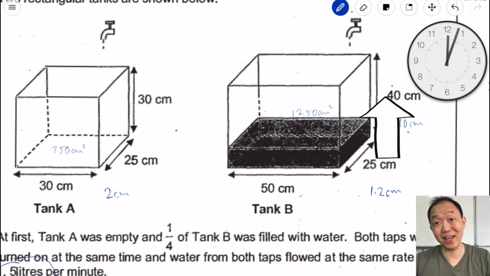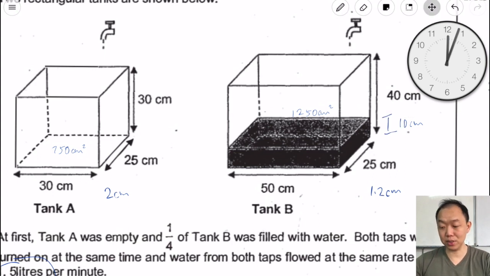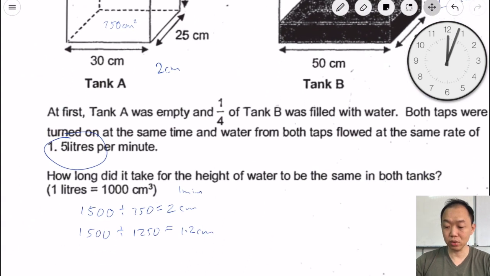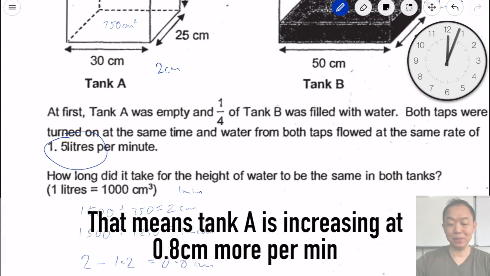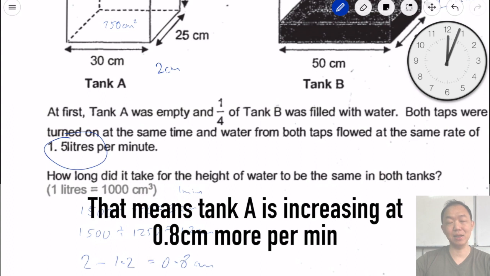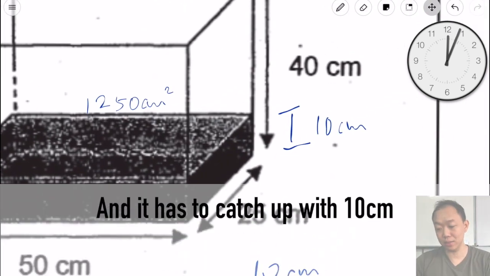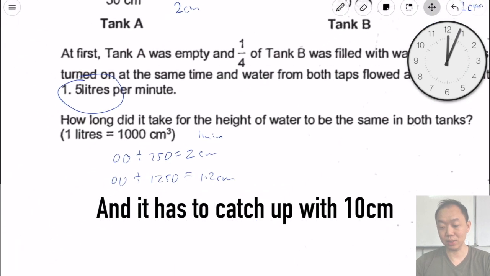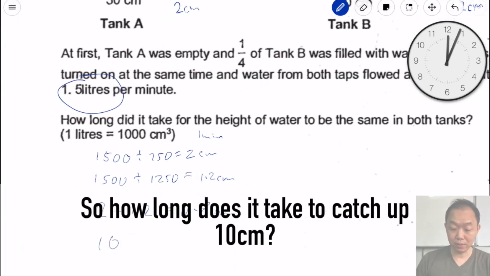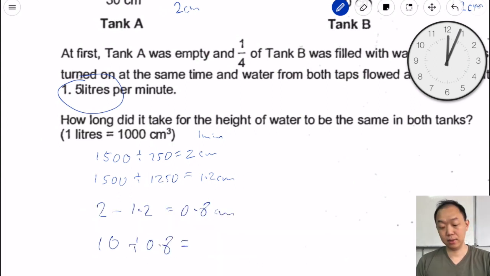What you can do is use guess and check, where you try and see how far. But what I'm going to do is look at the difference. If I take 2 minus 1.2, it is 0.8 cm. That means tank A is going to increase 0.8 cm more every minute. How far does it have to catch up? 10 cm. So how long does it take to catch up the 10 cm? We take 10 divided by 0.8, that will be 12.5 minutes.